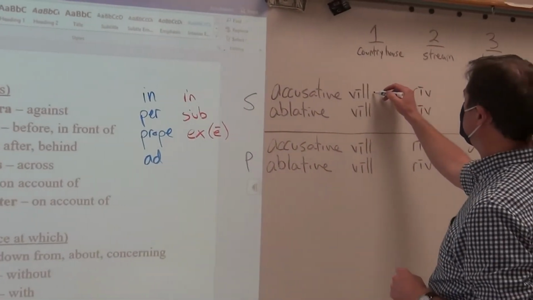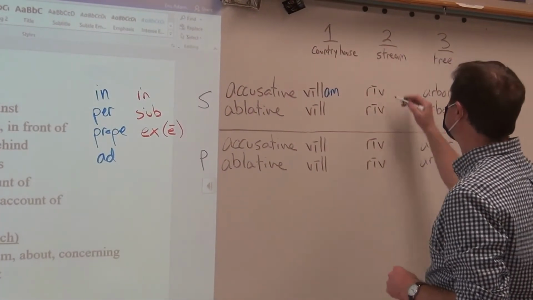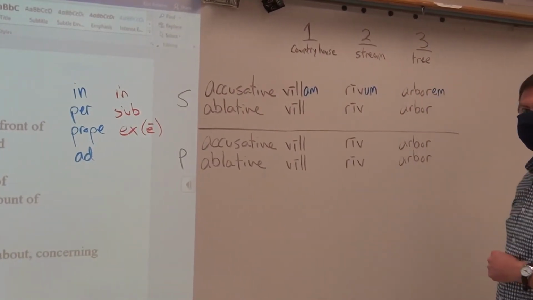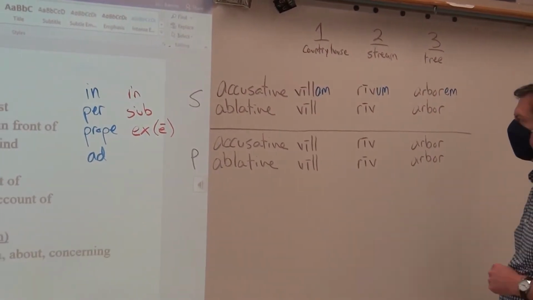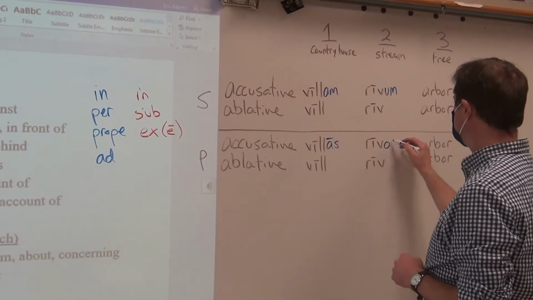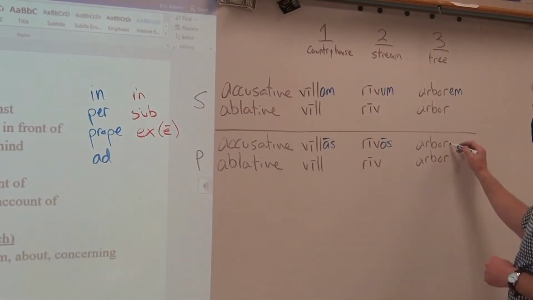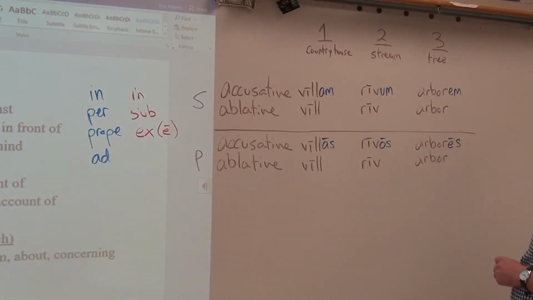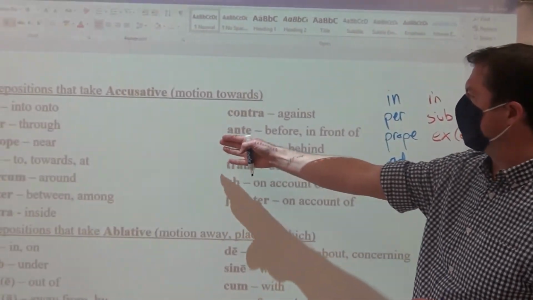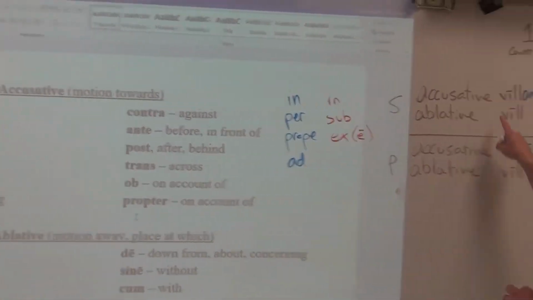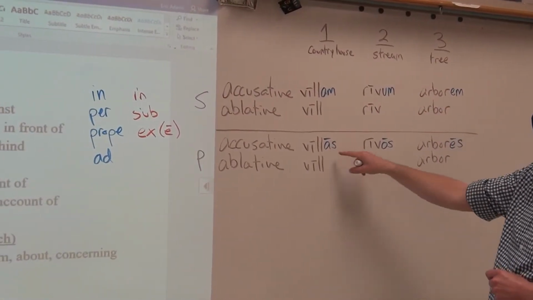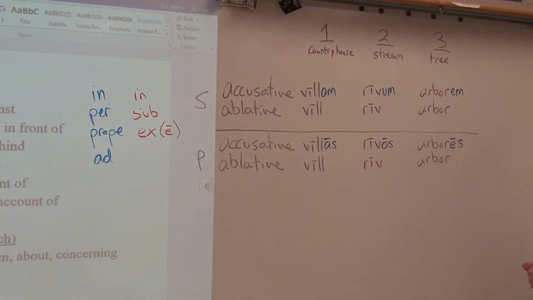In the singular, it would be, of course, for the first declension, villam, rivum, arborem. In the plural, it would be villas, rivos, arbores. So with all of these prepositions, let's take, for example, contra. You could have contra villam, contra rivum, contra arborem, contra villas, rivos, and arbores.